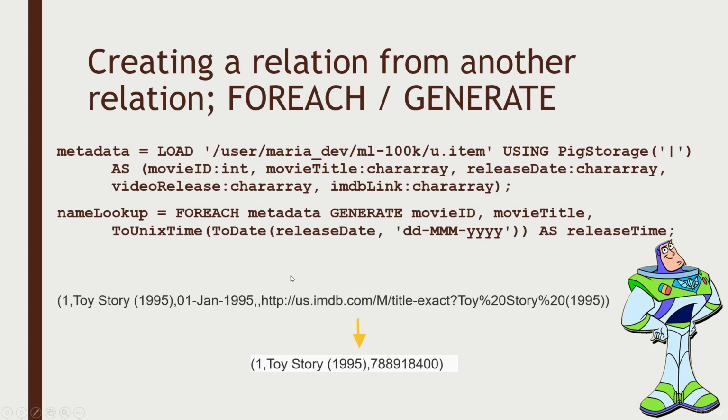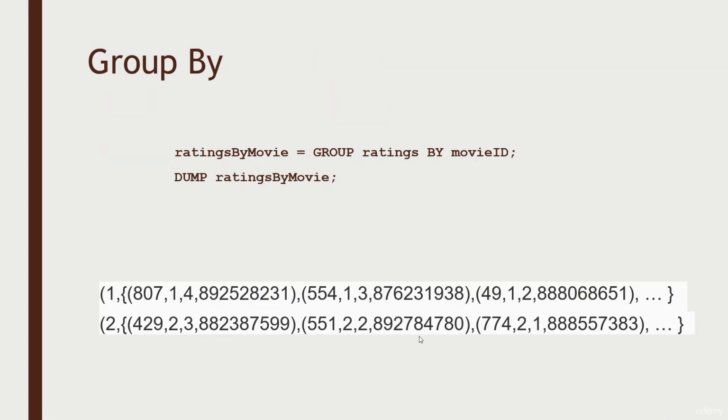So what we end up with is a new relation called nameLookup that contains a movie ID column, a movie title column, and a release time column. That's a new column that we created based on the release date of the original relation. So now we have something that's a little bit more easy to handle here. Note that we also discarded the IMDb link while we were at it because we didn't need it. So we now have a new nameLookup relation, and you can probably see where we're going with this. This is going to give us the ability to join this relation with something else to actually figure out the names of given movie IDs when we're done, and their release dates.